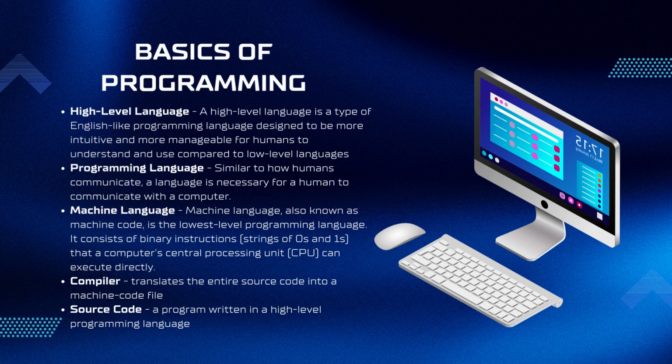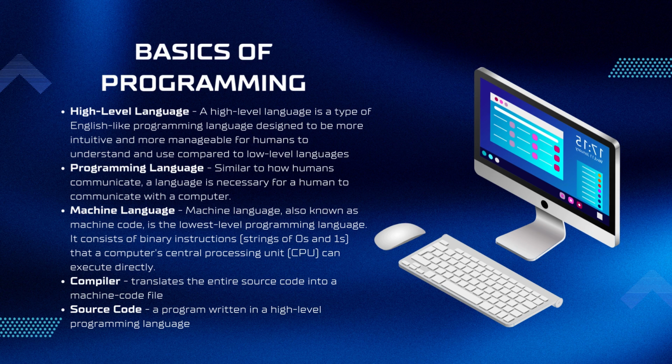A high-level language is a type of English-like programming language designed to be more intuitive and more manageable for humans to understand and use compared to low-level languages. So, what's a programming language? Similar to how humans communicate, a language is necessary for a human to communicate with a computer.